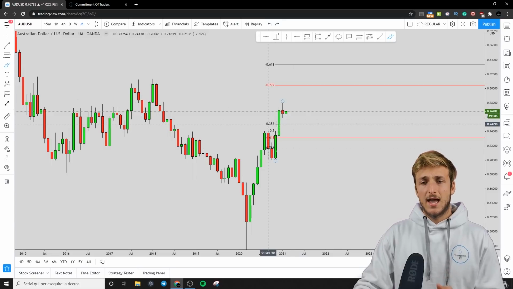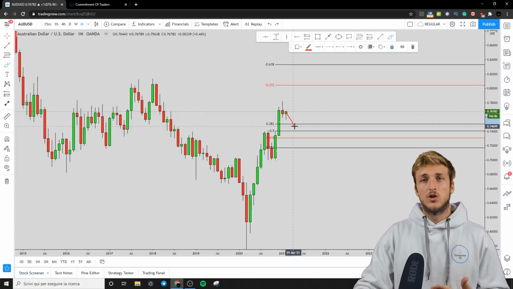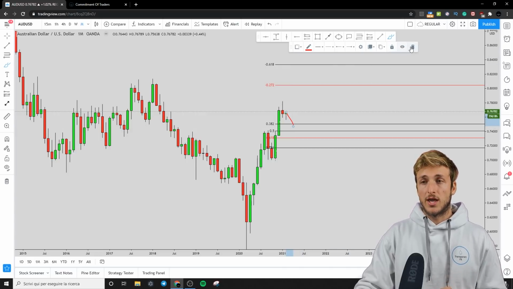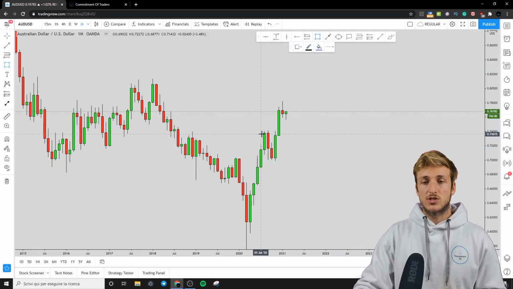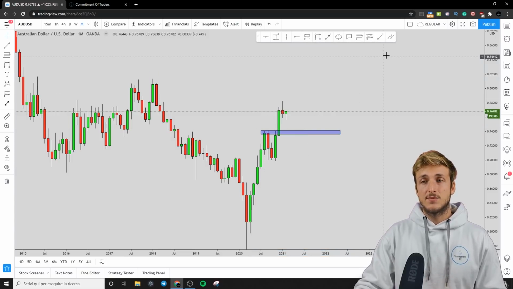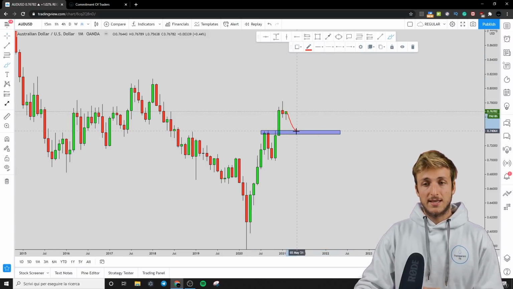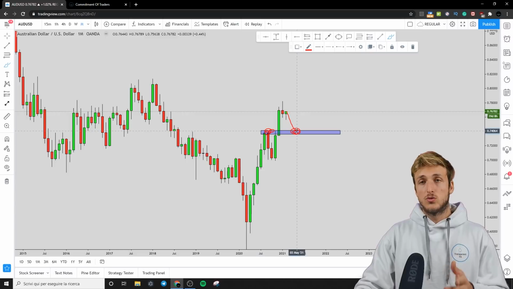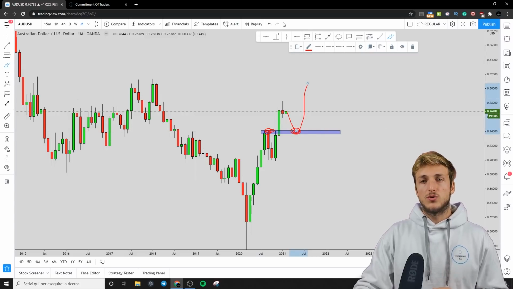So we still haven't retraced to the first 0.32, so there is definitely the possibility to see a deeper correction here on AUD USD. Plus, what we can see is that we have exactly the previous high, this previous resistance turn support, which hasn't been tested yet. So we can definitely expect the market to go all the way down to test this previous resistance, now turn support, to grab some liquidity before the continuation to the upside.